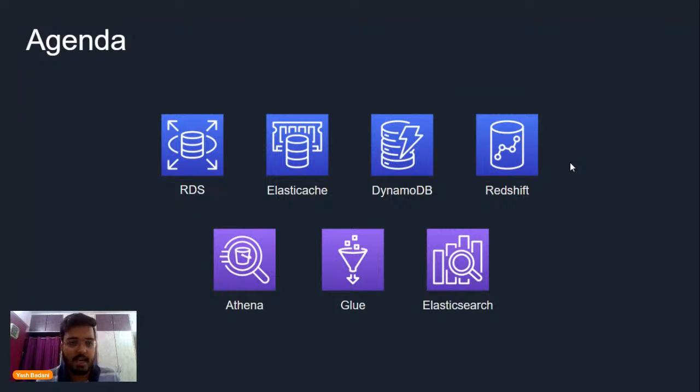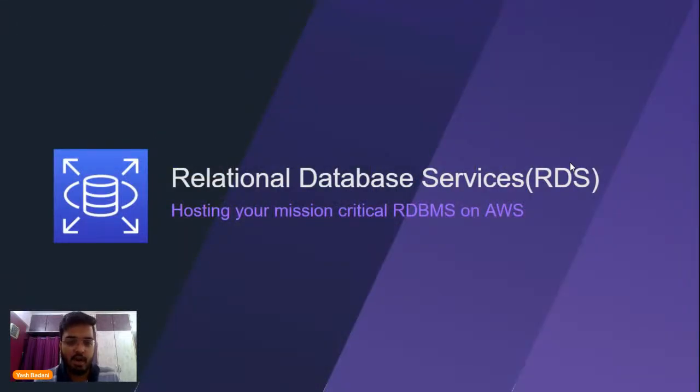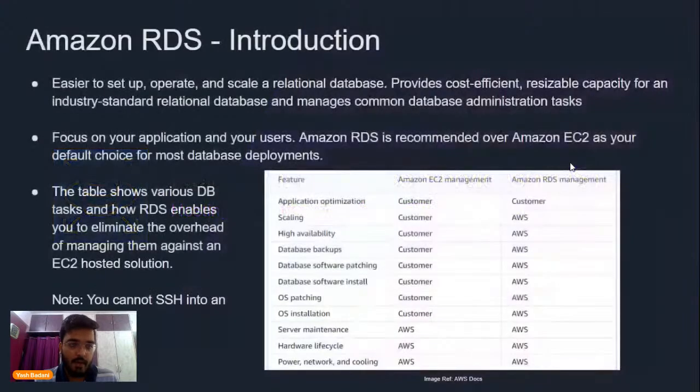So let's get started with RDS. RDS is your relational database, which is hosted on the cloud on AWS. It is easier to set up, operate, and scale a relational database on AWS using RDS. Of course, you get all the benefits of the AWS cloud here, which provides you pay per use. You can resize the capacity as required. And of course, this is a very compliant, industry standard relational database.